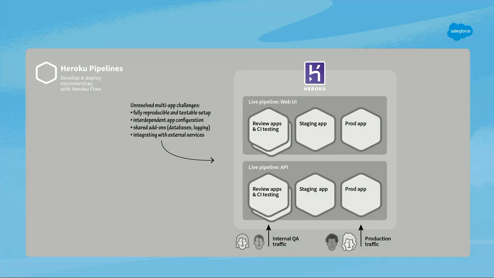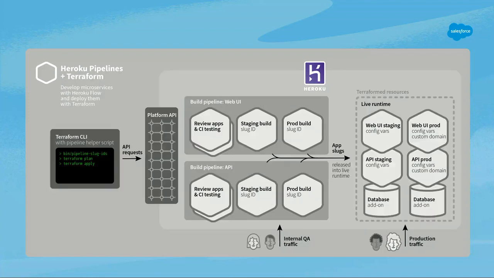So also sharing add-ons. So another Heroku feature, this is where you attach databases, logging systems. So logging is a great example of this. Like, what if I want my web UI and my API to both share the same logging attachment so that I can see the logs together? Well, you can definitely do that with Heroku. But the challenge is, how do you automate setting that up over and over again? And then finally, integrating with external services is another challenge here.